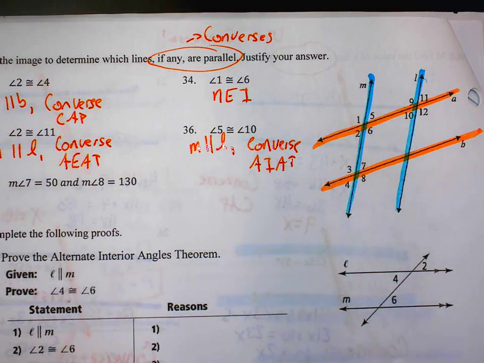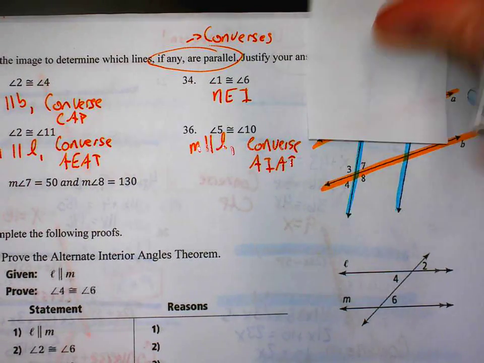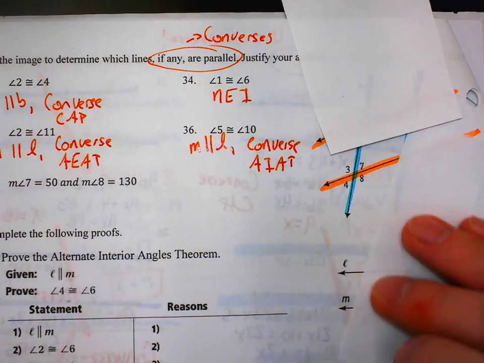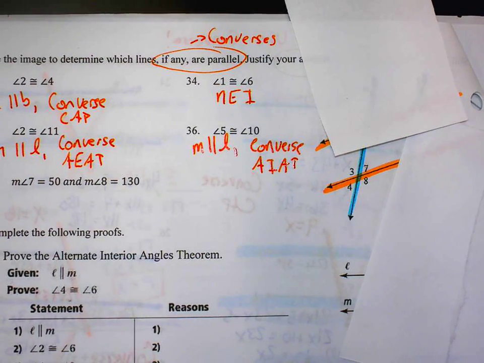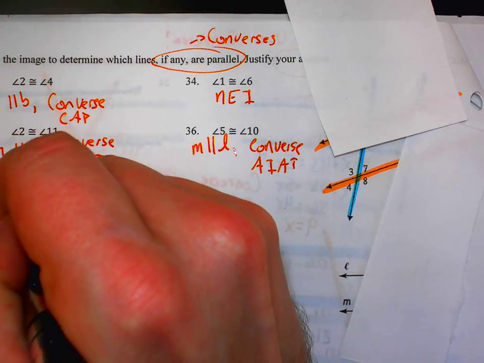Measure of angle 7 and measure of angle 8. First I'll look where 7 and 8 are. They're in the same intersection. Anytime the two angles they give us are in the same intersection, we don't have enough information to show that something is parallel because it's not telling us anything about the angles on the other lines. So this, not enough information.